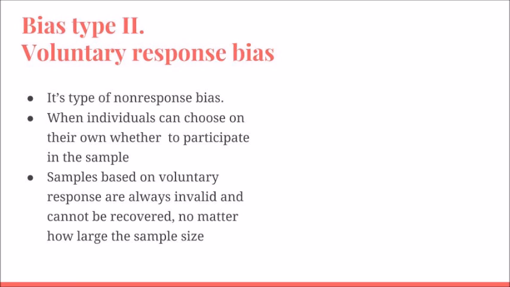As you can tell from the name itself, voluntary response bias occurs when people voluntarily respond to the survey questions. When people are voluntarily answering the questions or survey, it's more likely that the opinions of those who responded will be really extreme. And it is really hard to say that those extreme opinions represent the entire population.